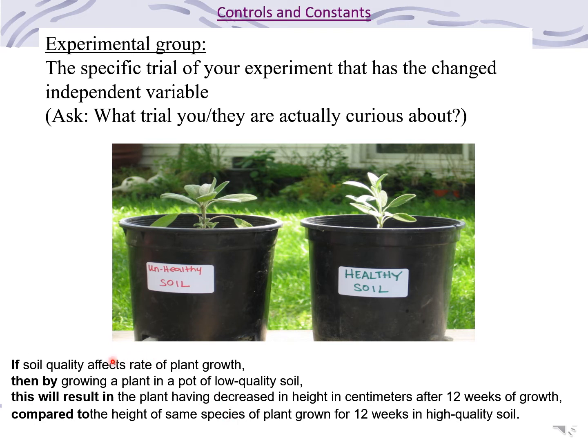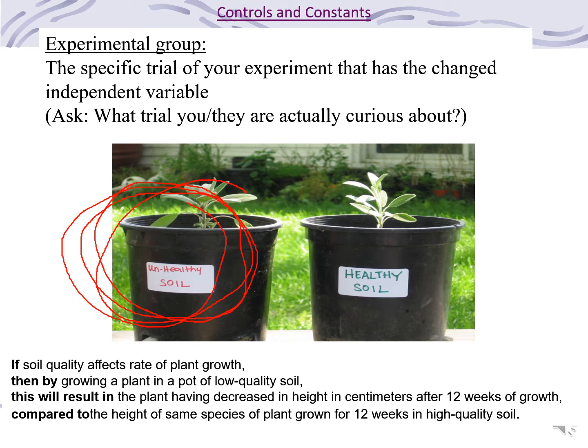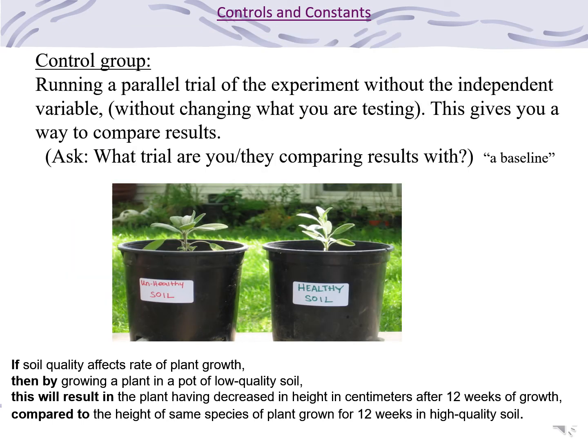You can see this little picture here. Again, I'm using that same basic blended hypothesis example from before, so I haven't changed it. Between these two trials, which one are we actually curious about? That would be this one here. This is our experimental group, because this is the one our hypothesis really focuses on. So experimental group, what trial are you actually curious about? And if you're looking at somebody else's experiment, what trial were the researchers curious about when they did their experiment? That's where you want to focus to find the experimental group.